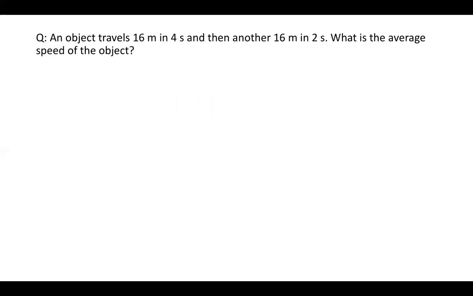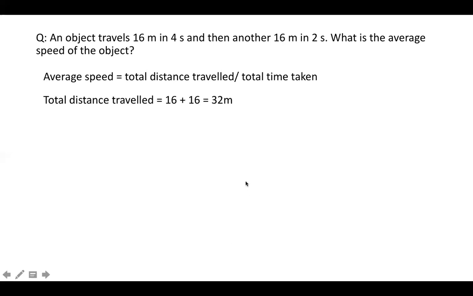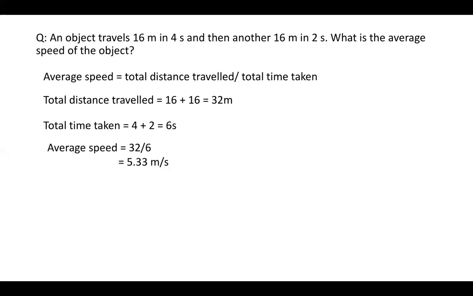Now let's see this example. An object travels 16 meter in 4 seconds and then another 16 meter in 2 seconds. What is the average speed of the object? As we know, average speed is equal to total distance traveled divided by total time taken. And here, total distance traveled is 16 plus 16, that is 32. And total time taken is 4 plus 2, that is 6. So if we substitute these values, average speed comes out to be 5.33 meter per second.